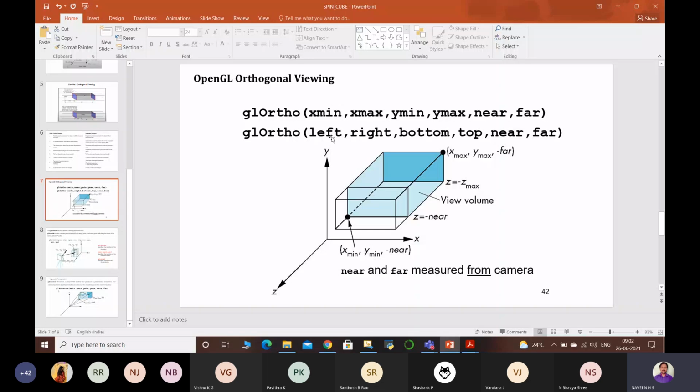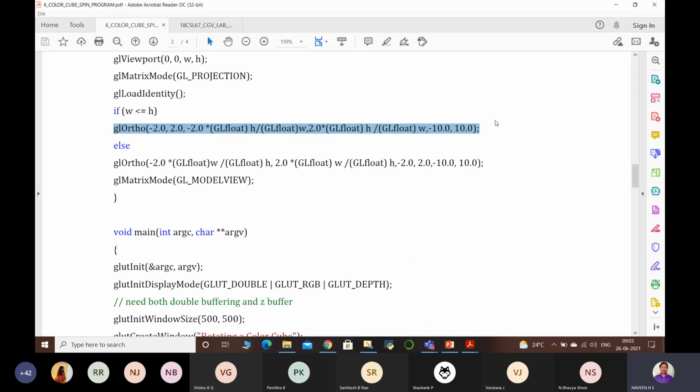If you are talking about the axes like left, right, bottom, top, near and far, it is the same thing, just replaced with the symbols, left side or right side, bottom or top, like that. This near and far distance will be measured from the camera with respect to the eye coordinate, whatever we have seen. With respect to that reference point only, you are going to say that the object is near or far. That value also we are going to pass as one of the parameters to your glOrtho function. So this is what we are using, glOrtho.